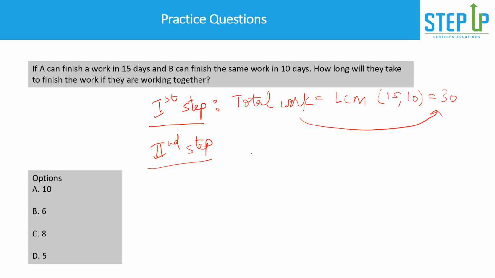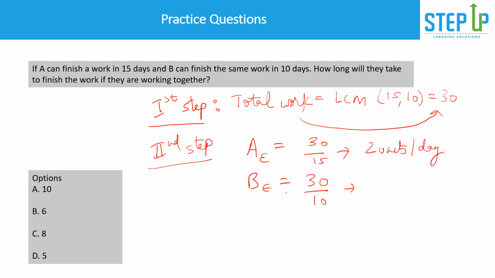That means A's efficiency, if I have to calculate A's efficiency, would be how much? If he does this whole work in 15 days, that means 30 upon 15, his efficiency would be 2 units of work per day. And similarly, efficiency of B would be how much? Total units of work is 30 upon how many days he takes to finish that? 10 days. So that means efficiency of B would be 3 units per day.